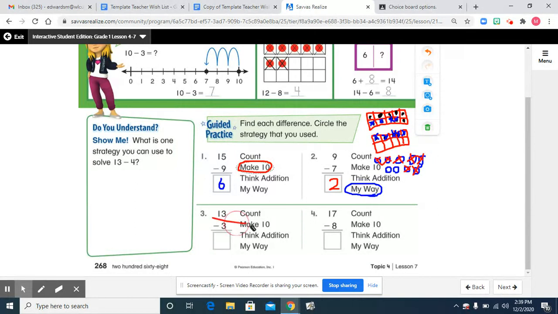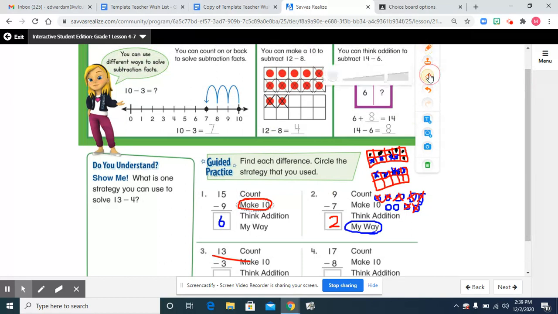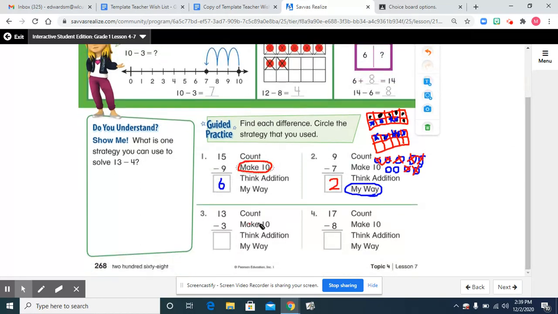Okay, let's move on to number 3. Now, number 3, you can pick whatever you would like. Let's try something different this time. Let's do count. So circle count. Now here's where you need to get out your number line or get on a number line and start at 13. And what you will do is you'll take 3 hops backwards.